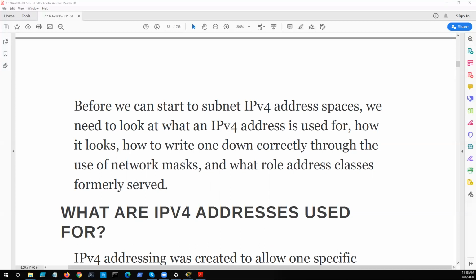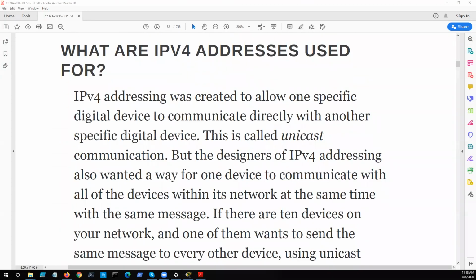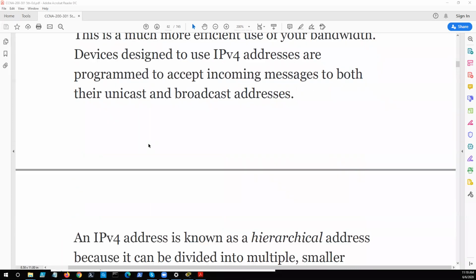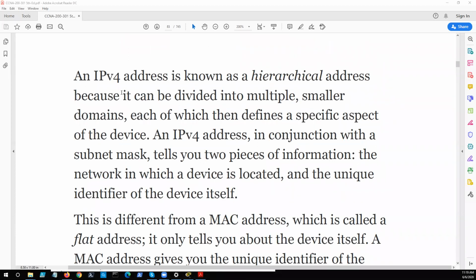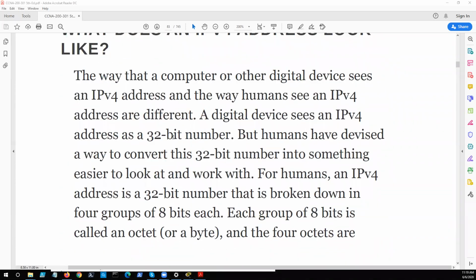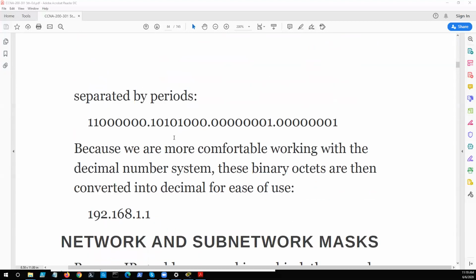Okay, so before we can start to subnet IPv4, we need to look at what IPv4 is used for. Saan ba ginagamit to? Normally, ginagamit to sa mga devices like computer, cellphone, lahat ng internet devices or connected sa internet requires public IP address. Kakailanganin niya yan, especially IoT. Then IPv4 meron siyang hierarchical address and can be divided into multiple domains. So what does IPv4 look like?